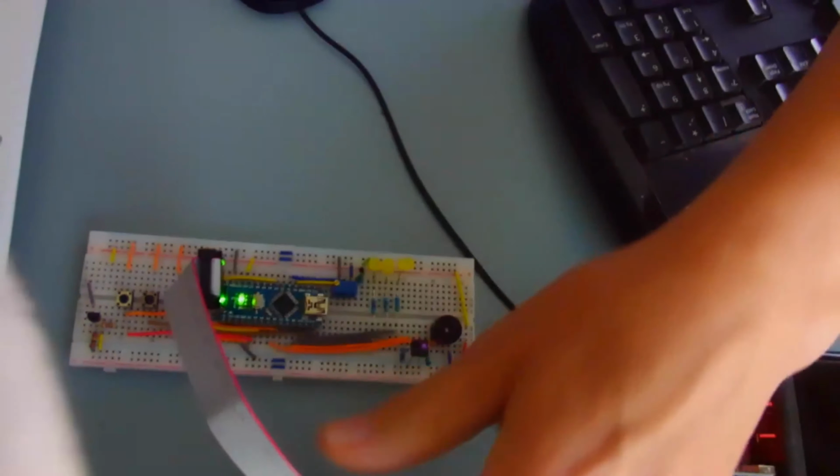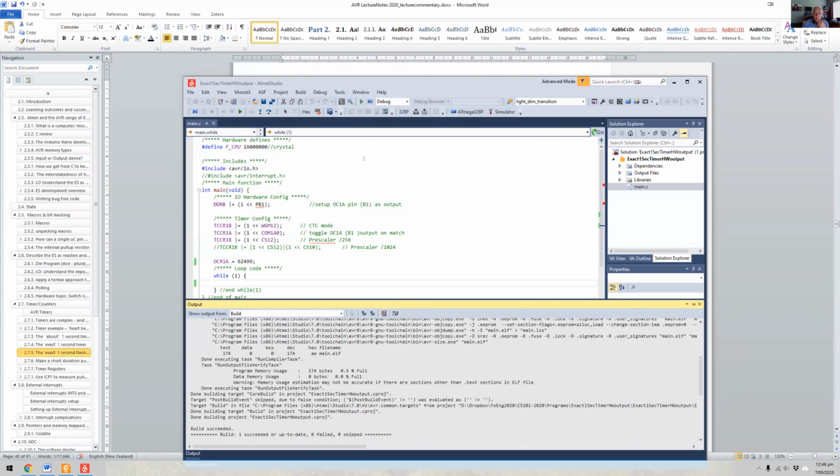Now what I want to do is go back to the screen share. Where's that? There. And we're having a look now at how we might figure out these values.